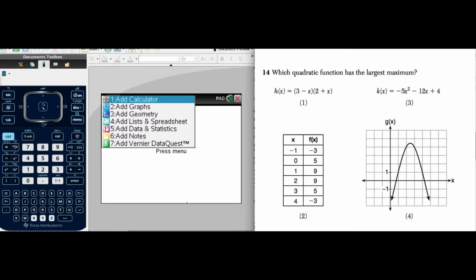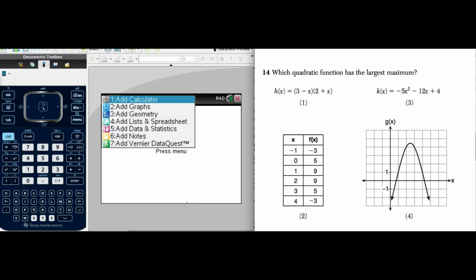We have h of x equals (3 minus x)(2 plus x). That's number one. Below that we have a table showing values of x and f of x, and if we look at the middle of the table we see that we have 1 and 2. They're both f of x equals 9. Well, that means that our maximum has an x value of 1.5, and it's going to be a little bit more than 9.